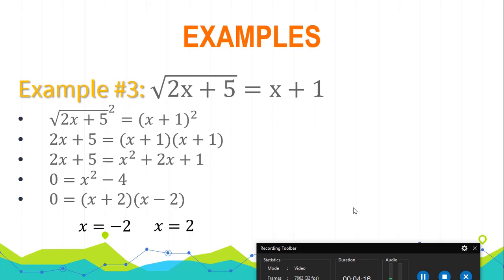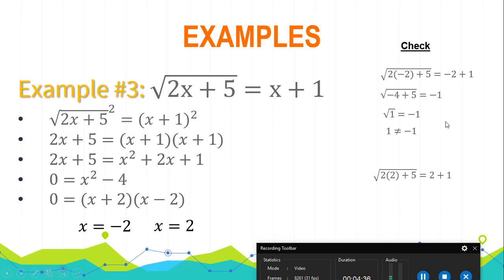But again, we need to check that both of them are acceptable solutions. I'm going to start with our root of negative 2. And as I go through, I have the square root of 1. And remember, we're only taking the positive root. So this root doesn't work.